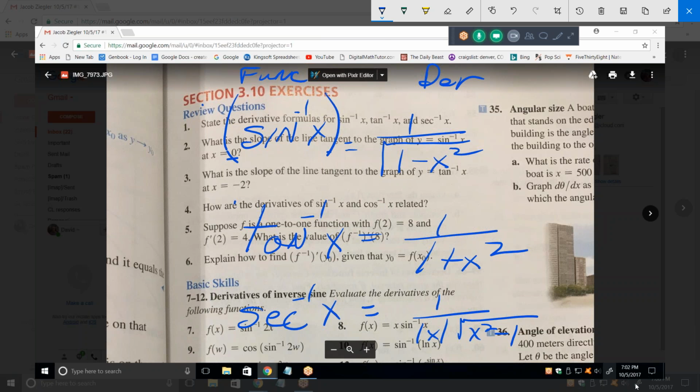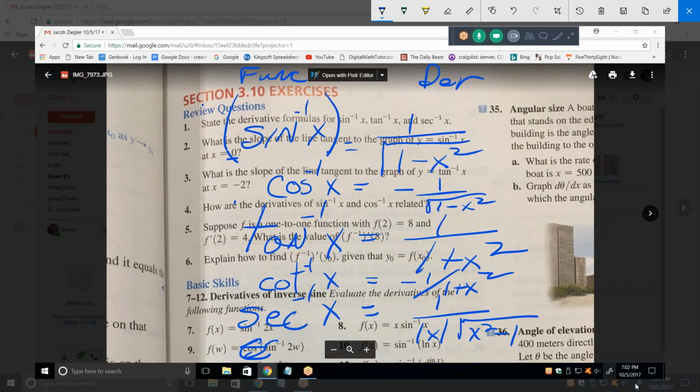Okay? Now, when I said they're related to their cofunctions, the inverse cosine is just the negative of that. It's negative 1 over the square root of 1 minus x squared. The inverse cotangent is the negative of this, so it's minus 1 over 1 plus x squared. And the inverse cosecant is the negative of the secant, so it's minus 1 over all of that.